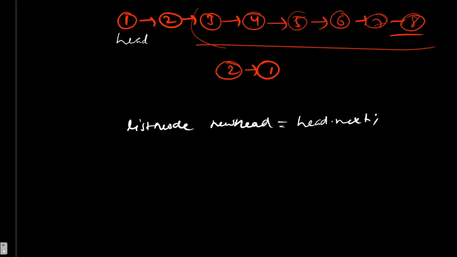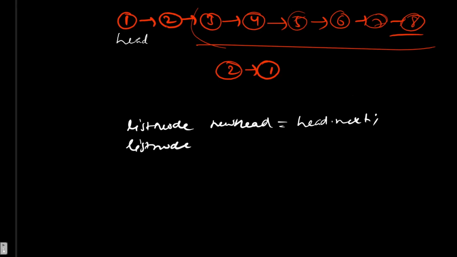And then what do we want? We want new head.next, this 2, to be pointing to 1. Before that, if we do that, we have to preserve the next node. So for that we will be storing the list node.